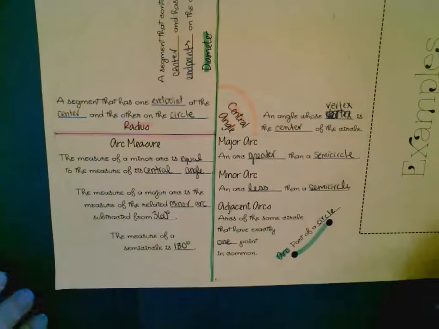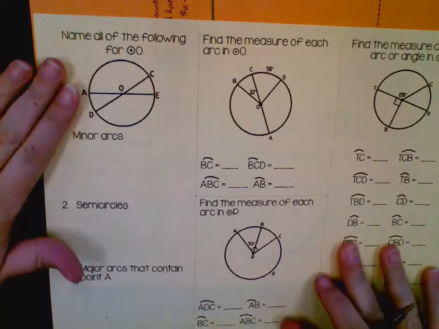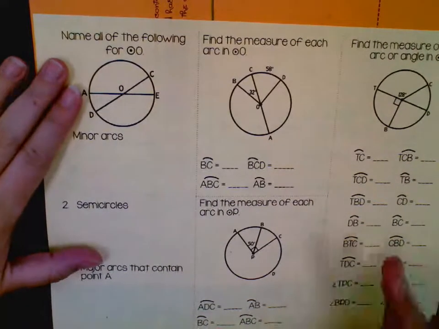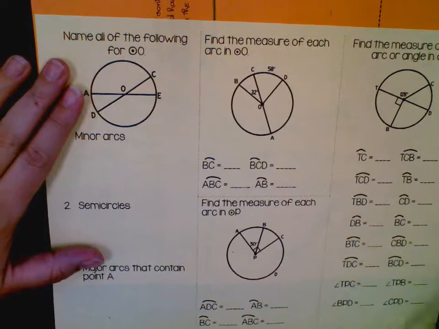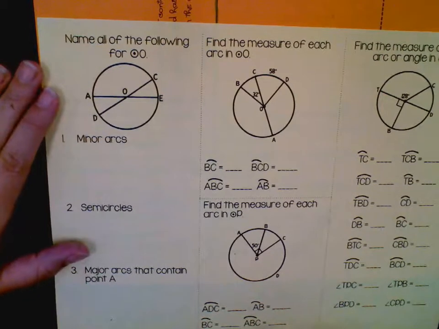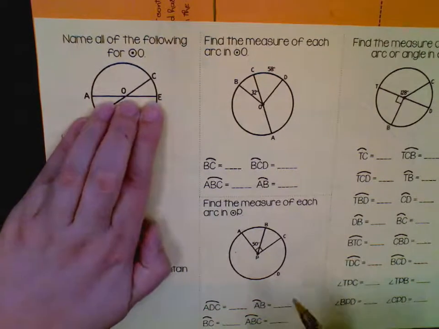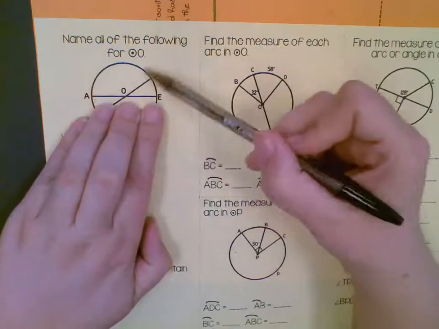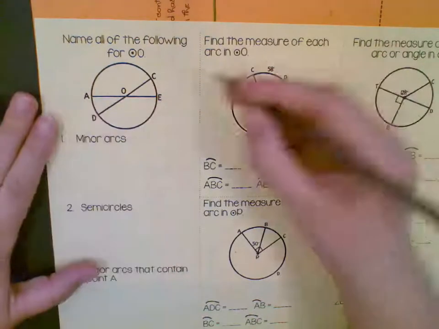So let's look at our yellow examples. For the first column, we're going to name some pieces. There's a lot of different answers that we can have for these, so we're just going to name a couple. A minor arc, remember, is less than half. So this would be half. So a minor arc could be AC and CE, which would be two minor arcs in this circle.